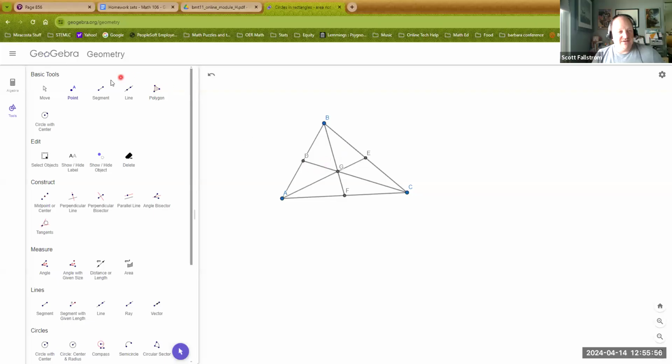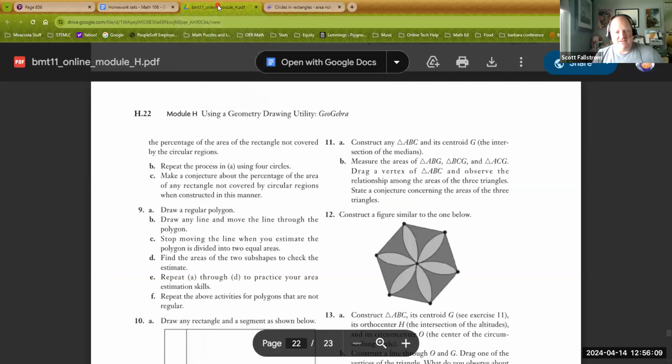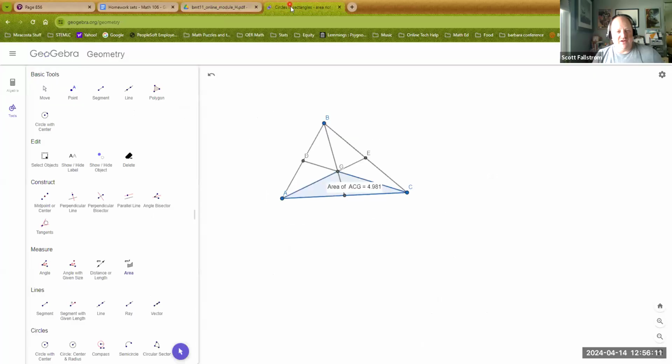Okay, so ACG. So I'm going to do A to C to G and then back. Okay, that's one of them. And it says measure the area of that. There we go. And what were the other ones? I think BCG was one of them, right? BCG and ABG. Okay, so I'm going to do polygon, BCG back, and then BGA back.